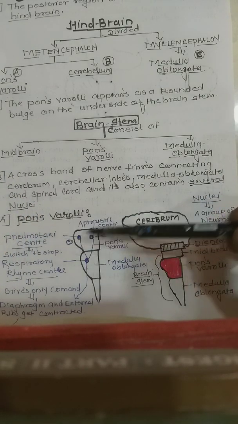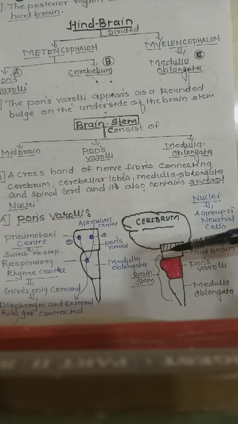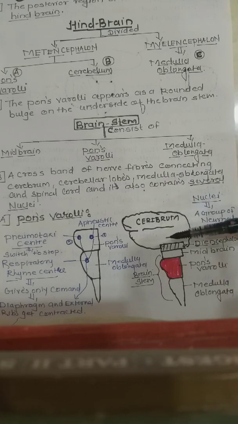So this pons varolli is a rounded bulge. You see this pons varolli in the red diagram, where I have given the color red. First you are seeing the cerebrum, divided into two cerebral hemispheres. Followed by the cerebrum is the diencephalon, then the midbrain, then the pons varolli, and then the medulla oblongata, which continues in the form of the spinal cord.